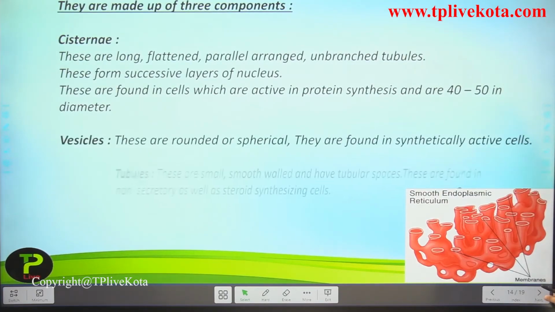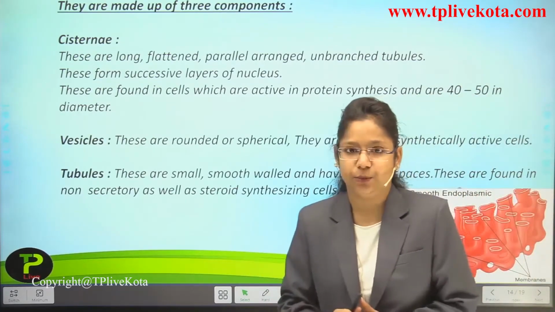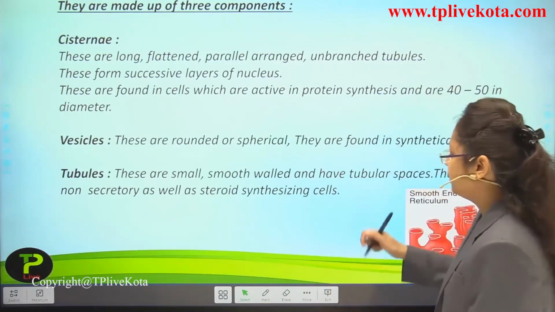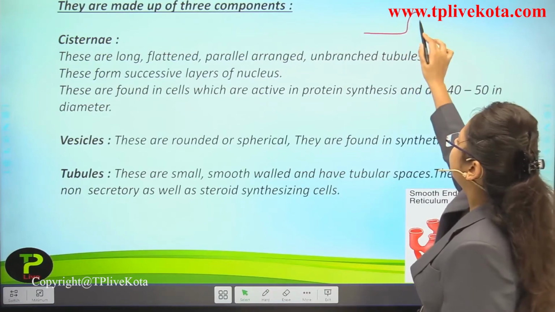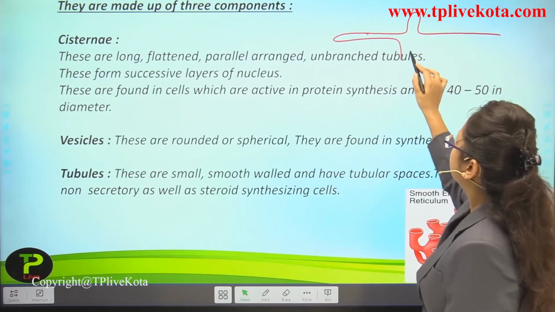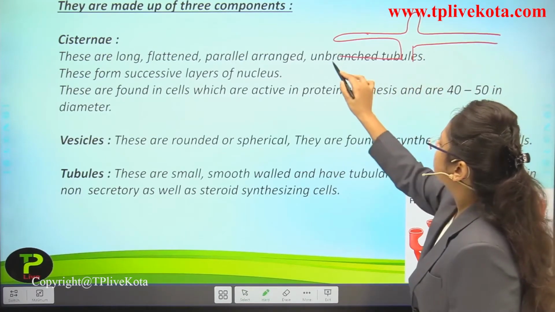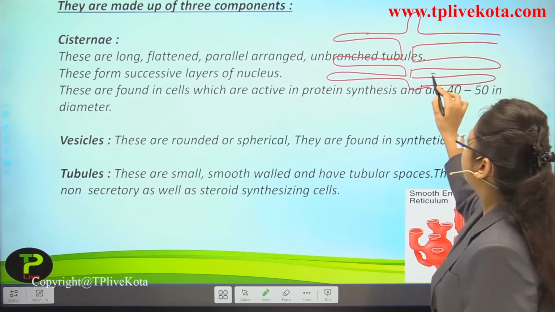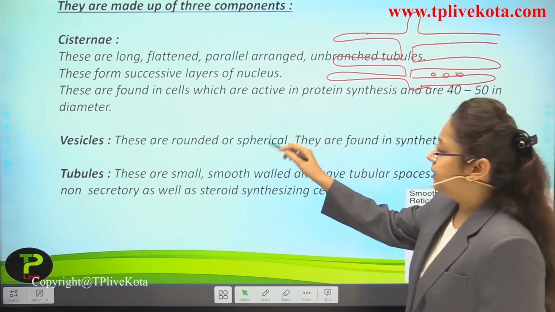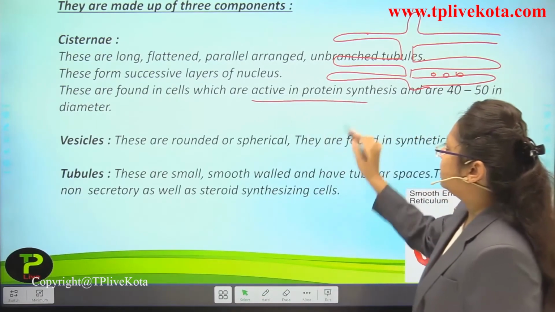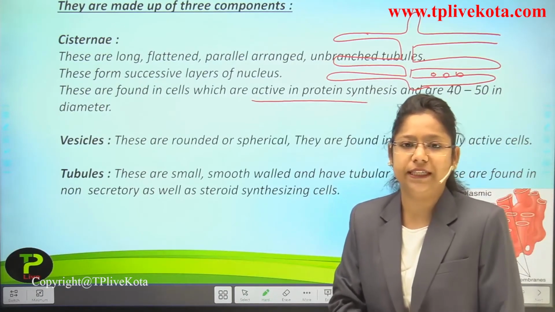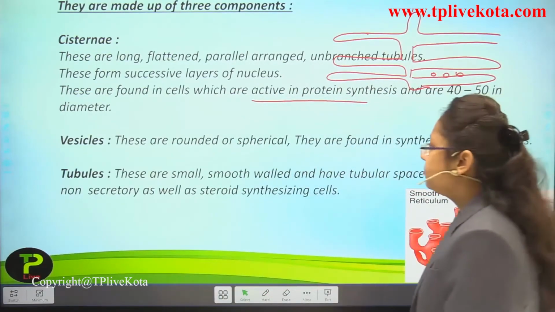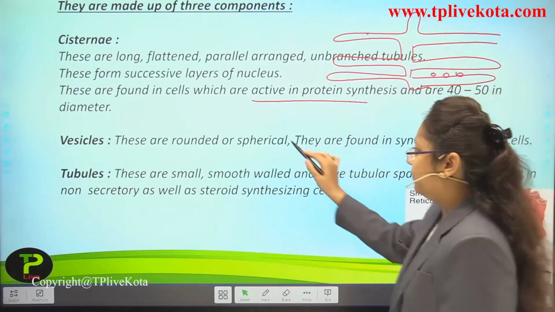The three components we are going to discuss over here are the cisternae, vesicles, and tubules. Okay, now if we talk about cisternae, they are long, flattened, parallel arranged structures. You can see the diagrams over here. This type of arrangement you can see. They have embedding of ribosomes, and they are active in protein synthesis. They have 40 to 50 nm diameter.